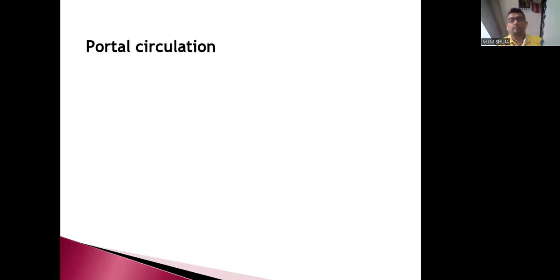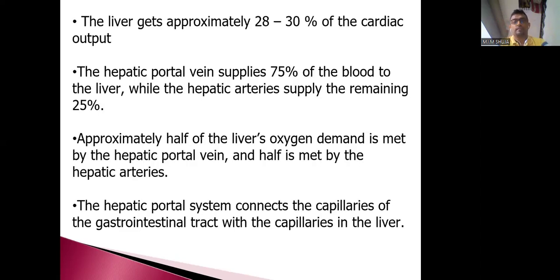Then we come to the final circulation, that is portal circulation. The liver gets approximately 20 to 30% of cardiac output. It gets supplied from the portal vein 75% and the hepatic artery 25%. Half of the oxygen demand is met by the hepatic artery, even though it is only 25% of the supply.